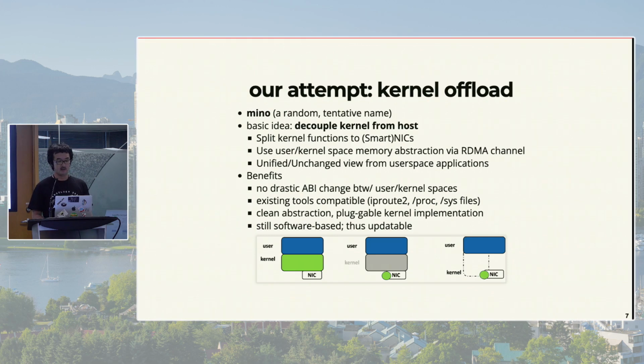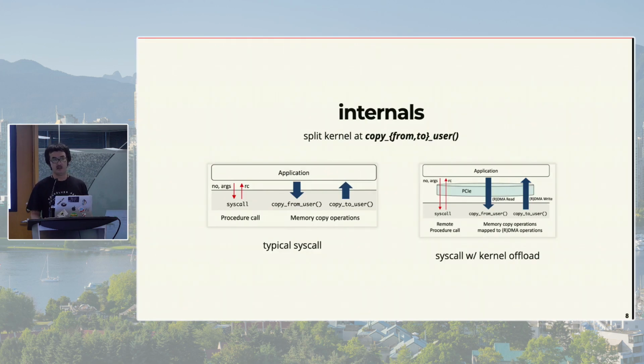So let me try to describe in more detail how it works internally. The basic procedure for system call processing in a typical Linux kernel host operating system is to put the system call number in a register and trigger a special instruction to enter the kernel space. And the system call handler on the kernel side copies the memory specified in the system call argument by the copy_from_user function, and also returns the buffer to the user space by the copy_to_user function.